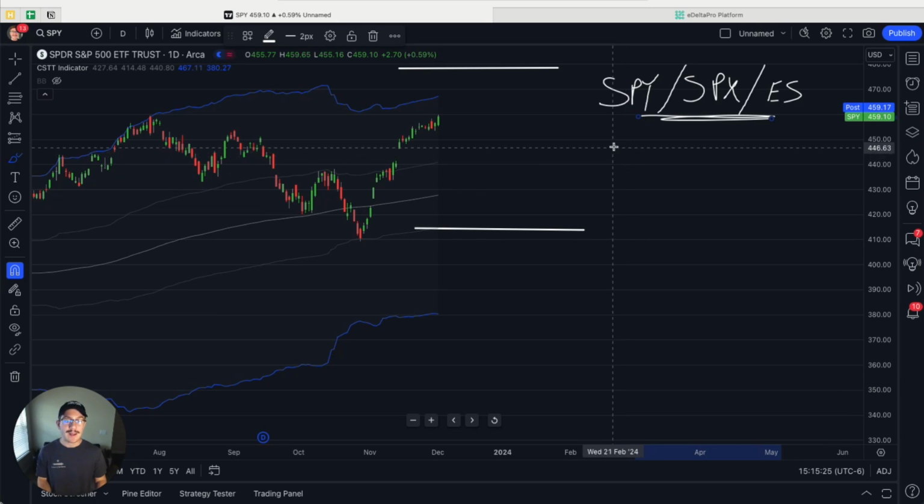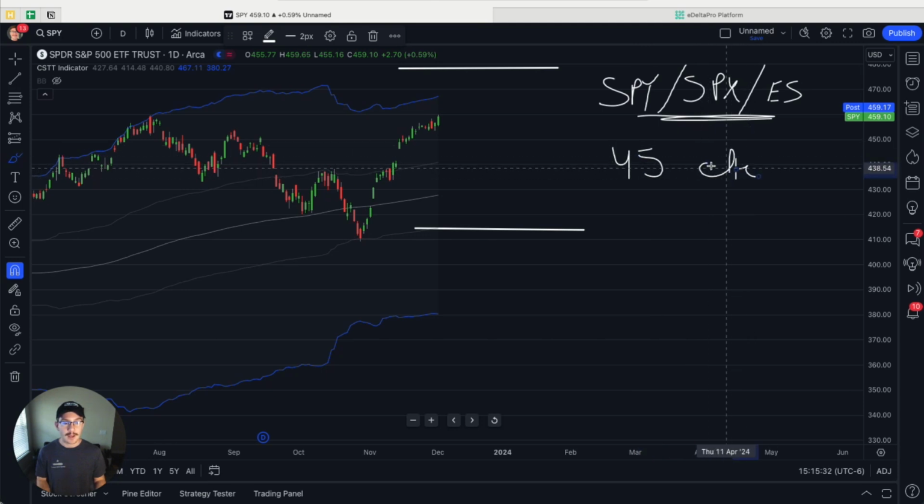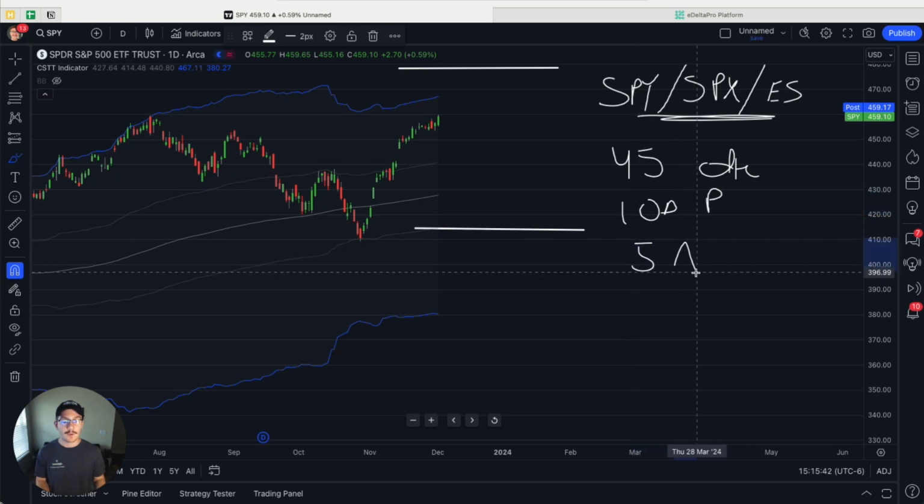So number one, we need to go 45 days out until expiration. If you don't know what this means, don't worry, I'll explain it. 45 DTE. Next, we need to do a 10 delta put. We need to do a 5 delta call. Don't worry, I'll explain this all in a second.